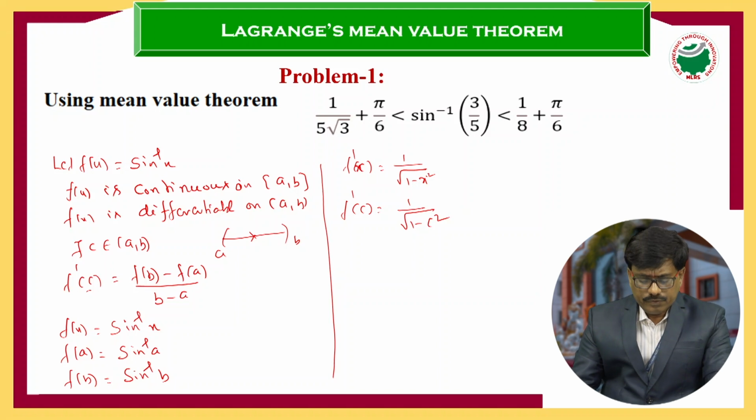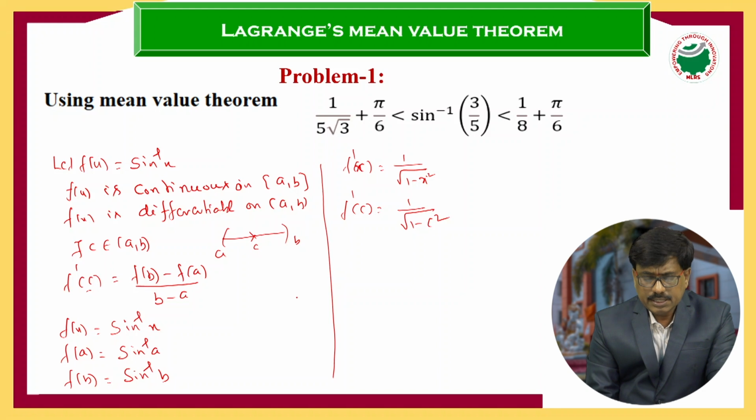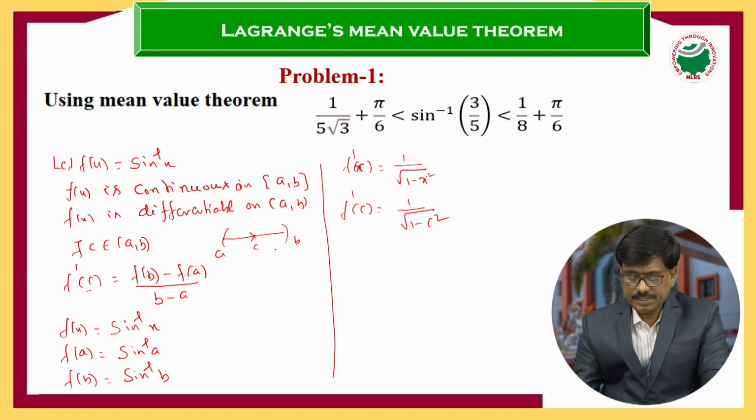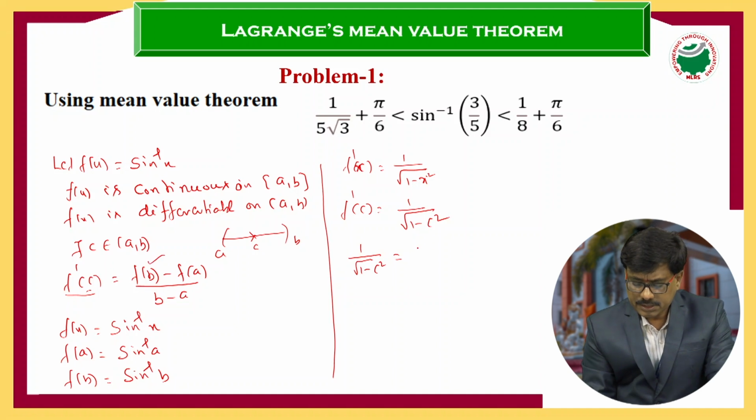Further, what we observed from these boundary values of A and B is that C always lies between A and B. Let us take the f dash of C value. What is f dash of C? It is 1 by under root 1 minus C square, which is equal to f of B minus f of A, that is, sine inverse of B minus sine inverse of A, whole divided by B minus A.